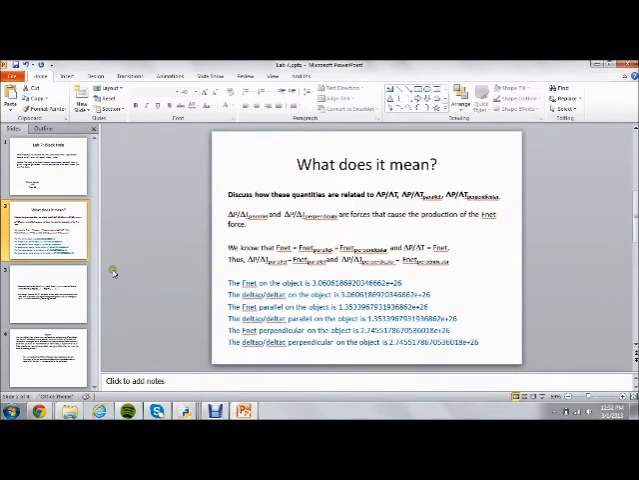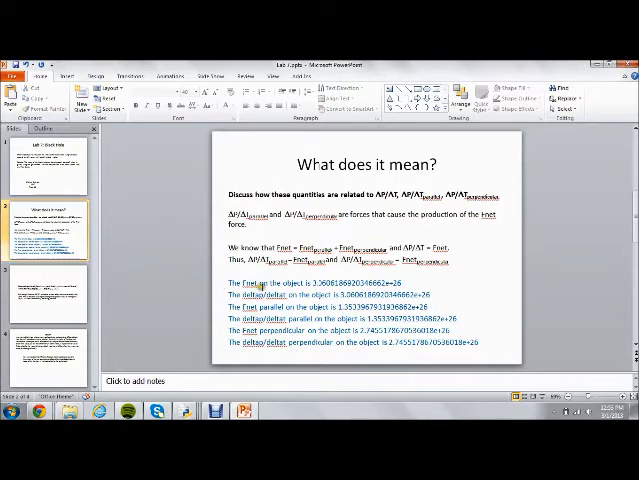What does this mean? How do delta p over delta t relate to delta p over delta t parallel and delta p over delta t perpendicular? Delta p over delta t parallel and perpendicular forces equals Fnet. And we know that, as I wrote the equation down here, that Fnet equals Fnet parallel plus Fnet perpendicular. And since we know delta p over delta t equals Fnet, that means that Fnet parallel is equal to delta p over delta t parallel, and Fnet perpendicular is equal to delta p over delta t perpendicular.